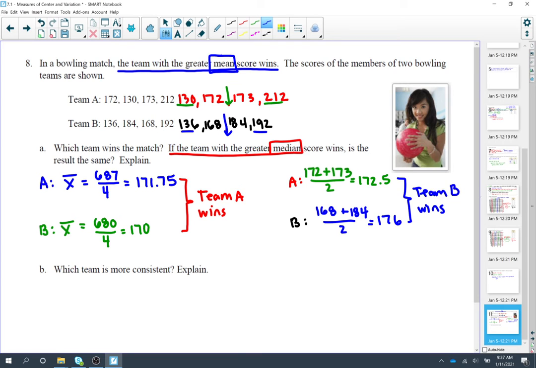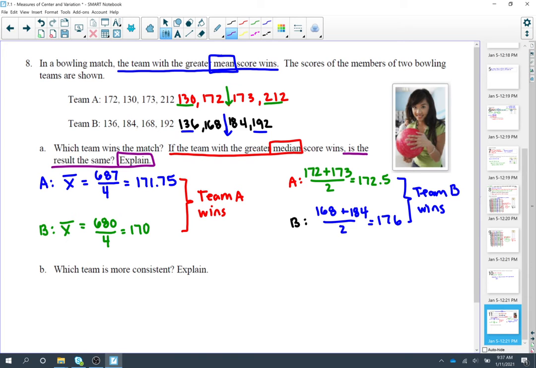Now, is the result the same? And then it says explain. Well, no, if I find the means, team A wins, versus if I find the medians, team B wins. And we have to explain that. Why, when I find the mean, is team A winning versus when I find the median, team B is winning?